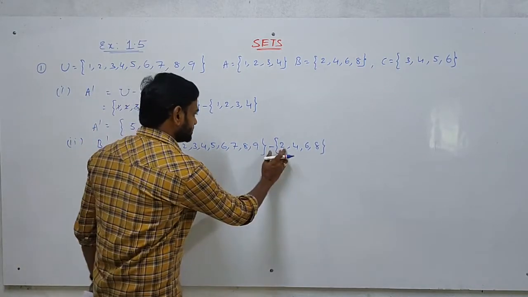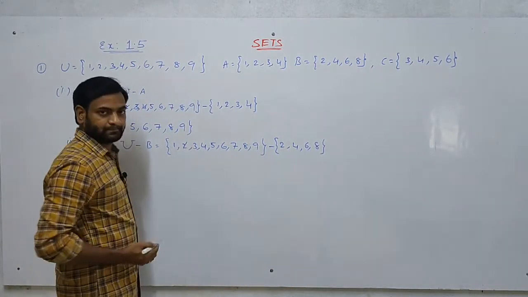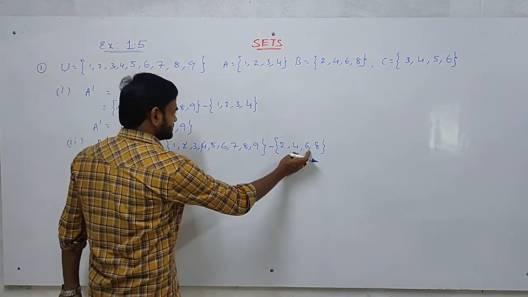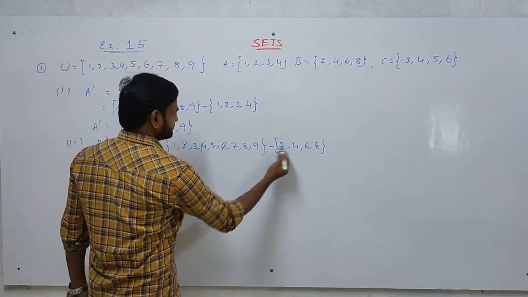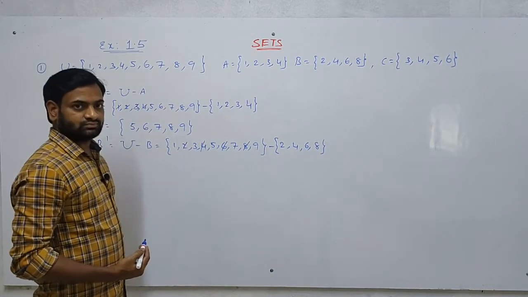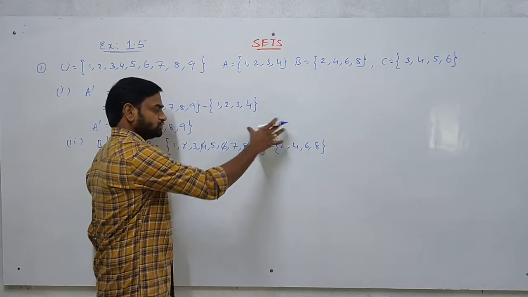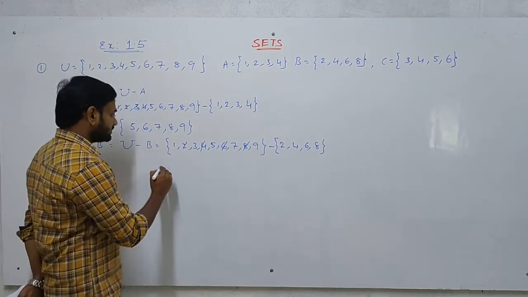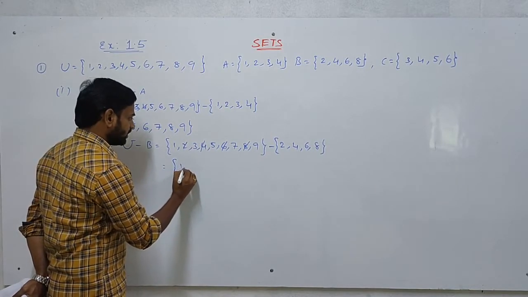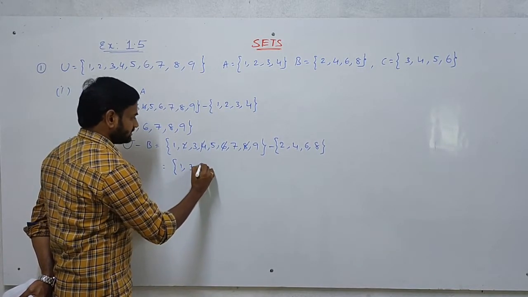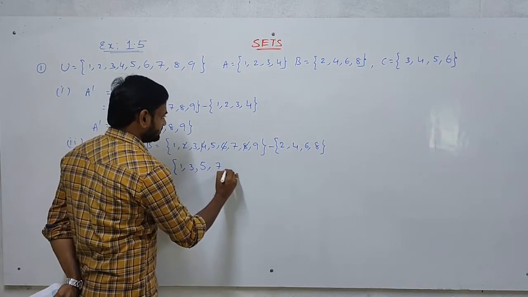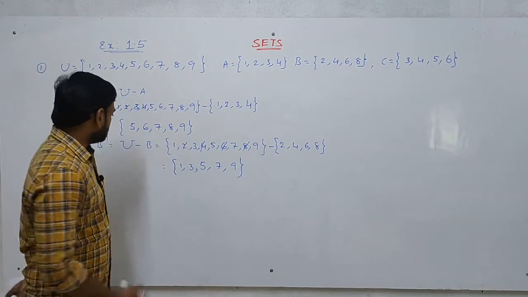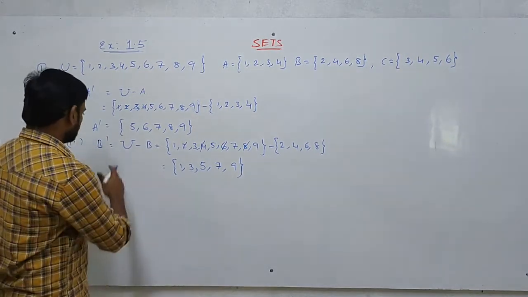So here 2 is there, here also 2 is there, cancel this one. Next 4 is there, cancel this one. Next 6 cancel, next 8 cancel. These are common to both, so we delete them. So what is remaining here? 1, 3, 5, 7, 9. These are the B dash elements. That is B dash.